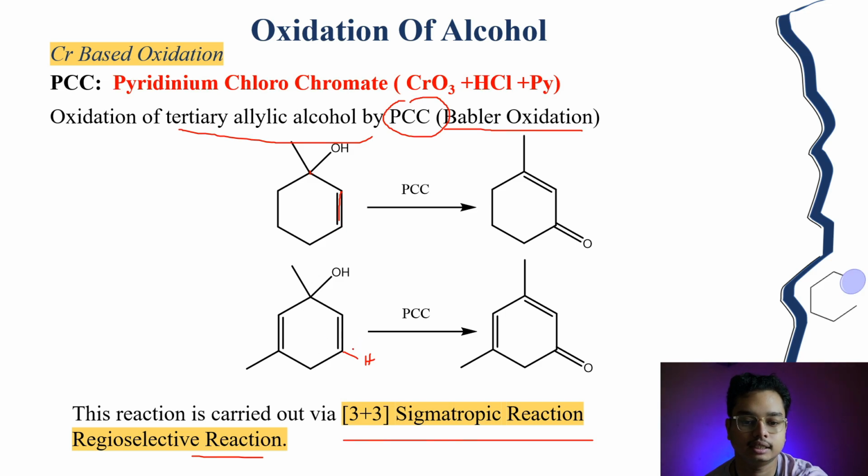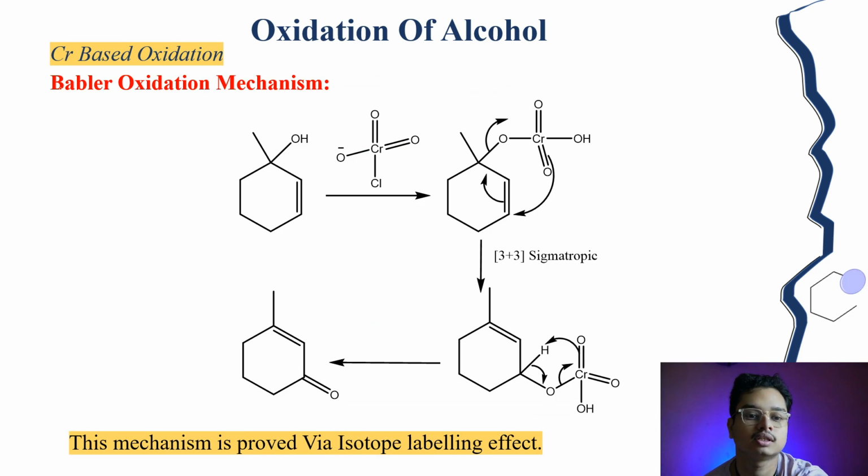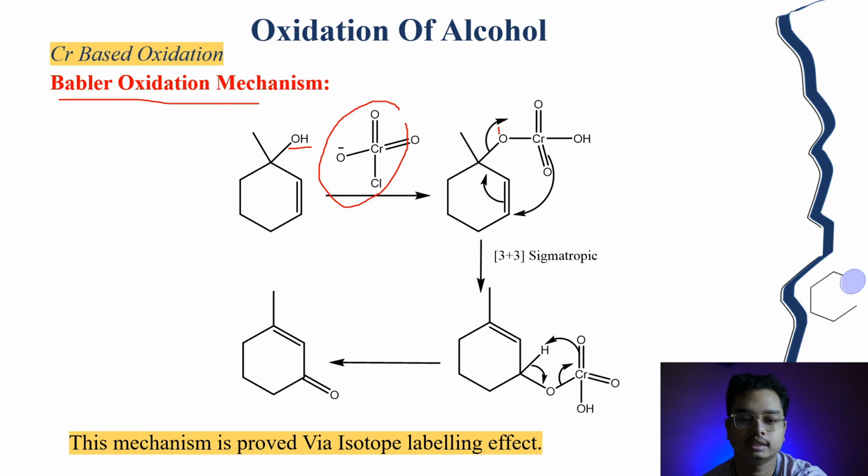and we can easily understand this via the mechanistic pathway. So now let us talk about the mechanistic pathway in detail. Babler oxidation mechanistic pathway. Initially, the PCC part is attached to this OH. Now you can see here, this is 1, this is 2, this is 3. Similarly, here is also 2 and this is also 3. So that means a 3,3-sigmatropic transformation is observed here, and this bond breaks apart and this bond is generated. So this type of intermediate is generated.